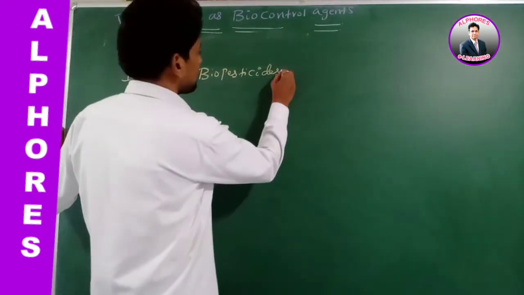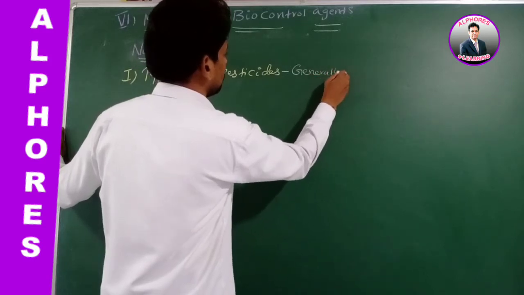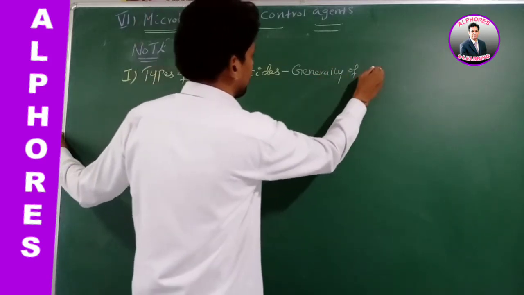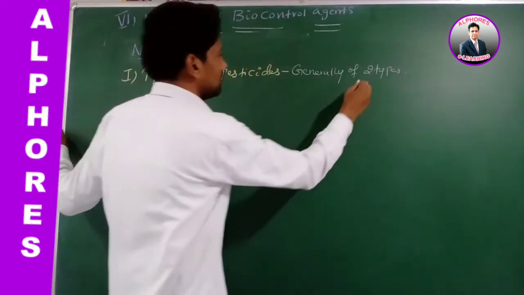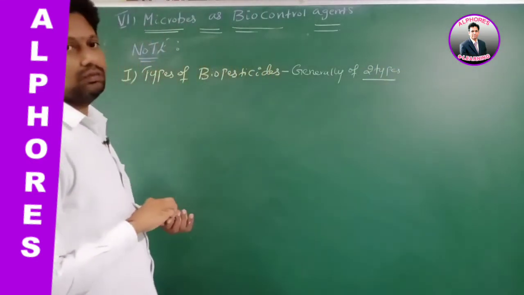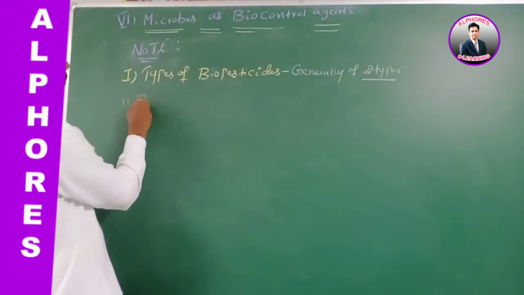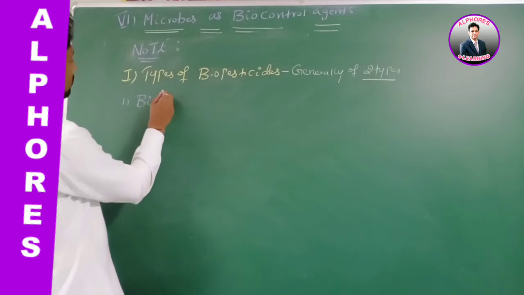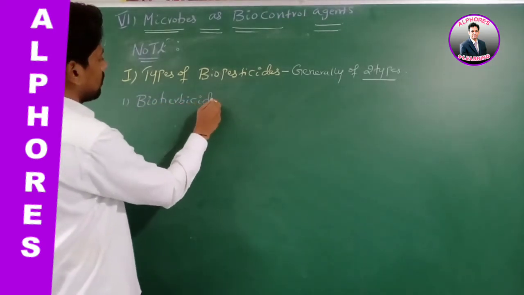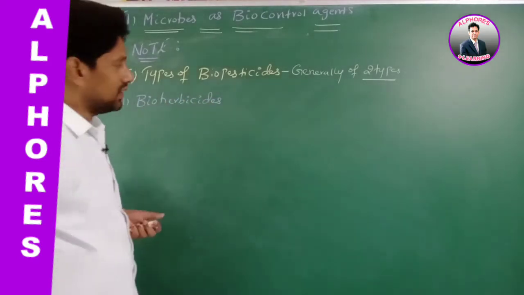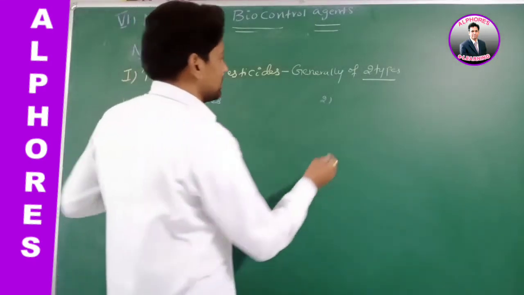These biopesticides are generally of two types. Biopesticides are generally of how many types, sir? Two types. What are they? Number one, bioherbicides. And the second one is bioinsecticides.